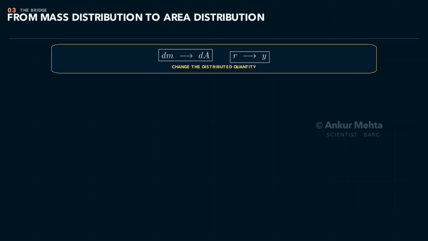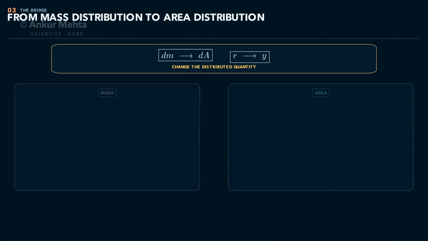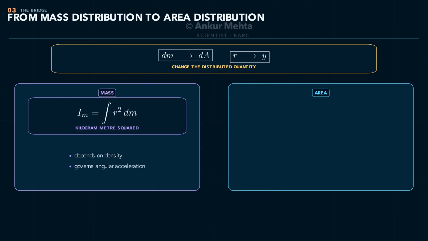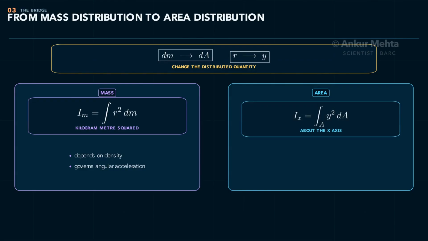Now cut a prismatic beam and look only at its cross section. Instead of asking where the mass lies, beam theory asks where the area lies relative to a chosen reference axis. Replace dm by a tiny area dA and replace radial distance by the perpendicular distance y from the axis. The result is Ix equals integral y squared dA. This is called the second moment of area about the x-axis. Similarly, Iy equals integral x squared dA.